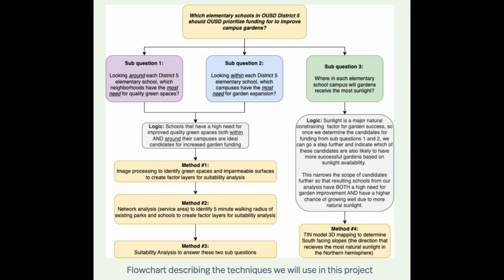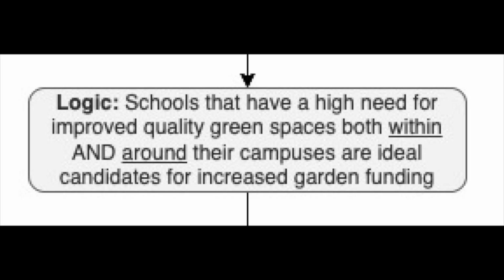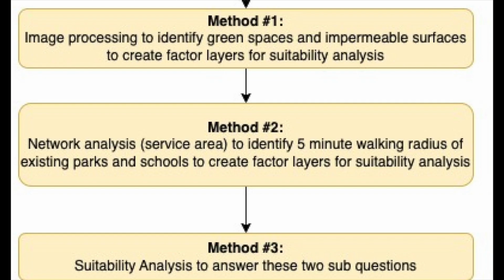We divided our question into 3 sub-questions. Sub-question 1 is looking around each school, which neighborhoods have the most need for quality green space? Students in these schools likely live in surrounding neighborhoods. If students aren't getting access to quality green spaces outside of school, then it's even more important that the schools they're attending have quality campus gardens. We'll use suitability mapping for this sub-question.